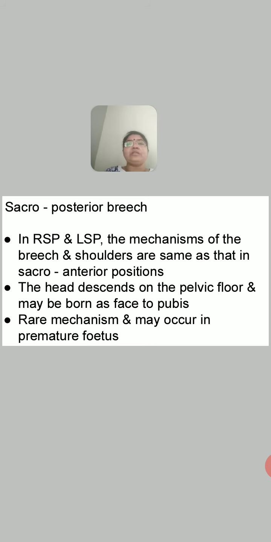The head descends on the pelvic floor and may be born as face to pubis. This is a rare mechanism. Sacro-posterior is very rare to occur. Whenever there is breech presentation, mostly it is an anterior position, that is LSA or RSA. Sacro-posterior positions are very rare, so this mechanism is also rare, and it may occur in the premature fetus. Whenever there is a premature fetus, you may find sacro-posterior breech. So these we talked about, the mechanism in the breech.